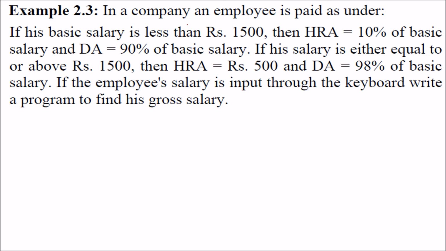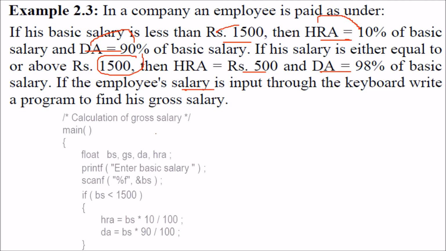If you are talking about a company, if in a company an employee is paid like this, if his basic salary is less than 1500, then HRA will be 10% of the basic salary, DA will be 90% of the basic salary. If his salary is either equal to or above 1500, there are two cases. If it is less than 1500, HRA and DA is like this. If it is above 1500, HRA is given as 500 and DA will be 98% of the basic salary. If the employee salary is to be inputted through the keyboard, we have to write a program to find the gross salary. How to write it?